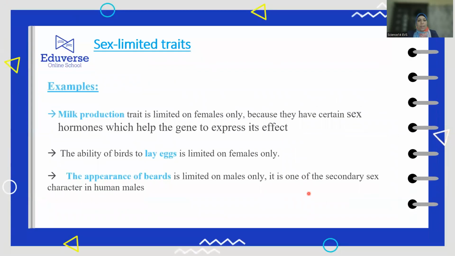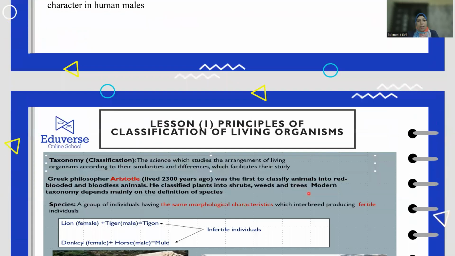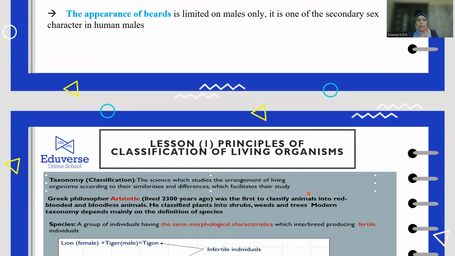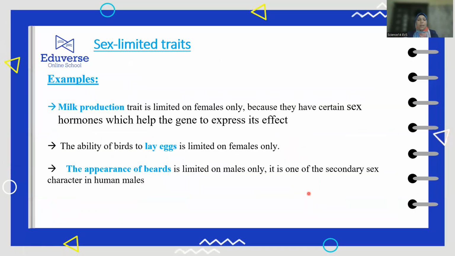What about the sex-limited traits? Sex-limited traits are the traits that are limited for only one sex, for males only or for females only, like milk production or breastfeeding. It's the trait which is limited on only females. Ability to lay eggs in birds, limited on females only.